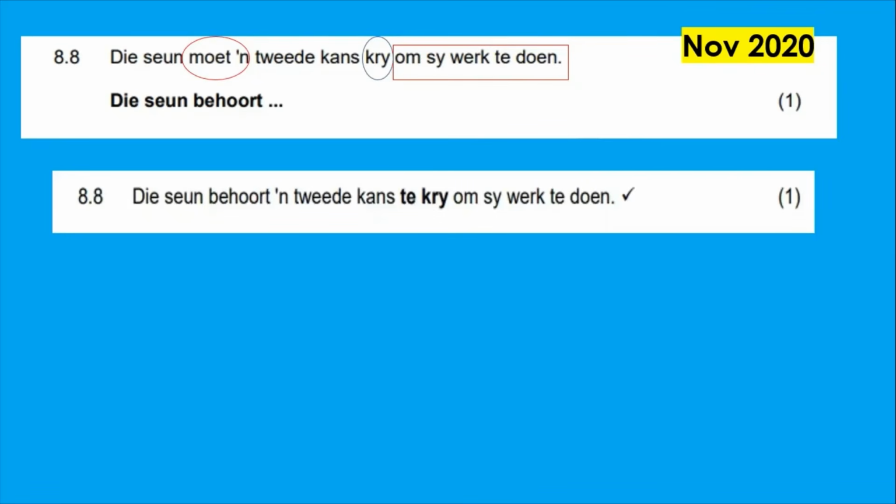So die seun behoort 'n tweede kans te kry om sy werk te doen. So there it is. This is what they are testing you on. So that you know, to see if you know that moet falls away, that you put a te in front of the verb, and in this case, nothing happens here. Nothing moves to the end.